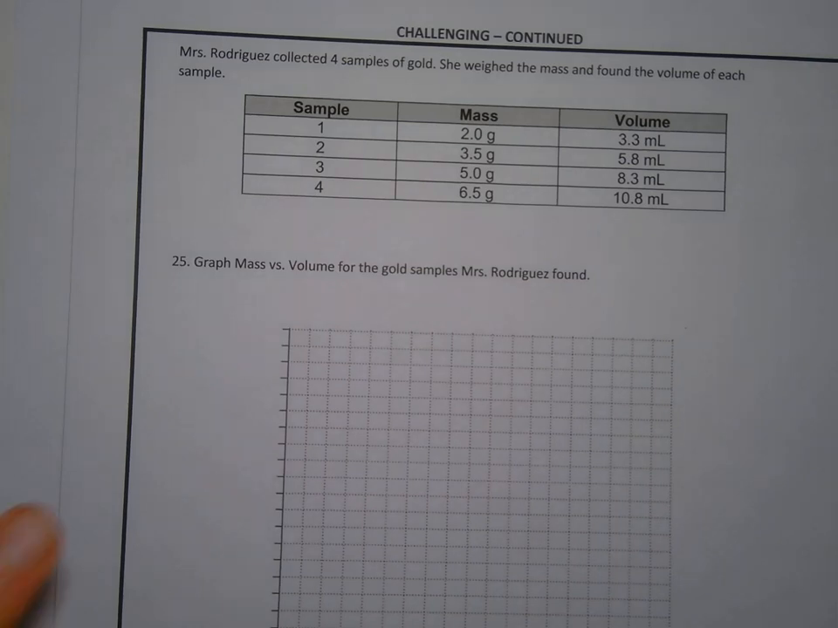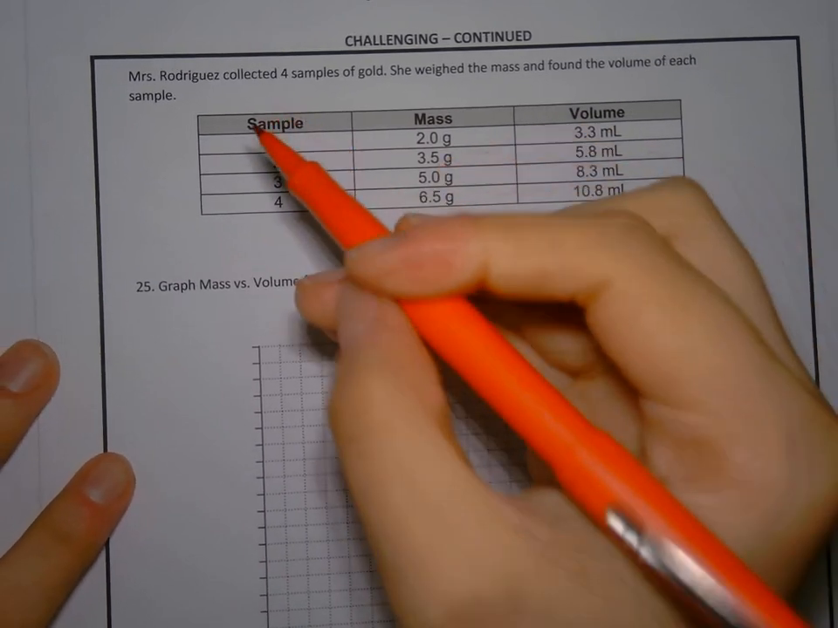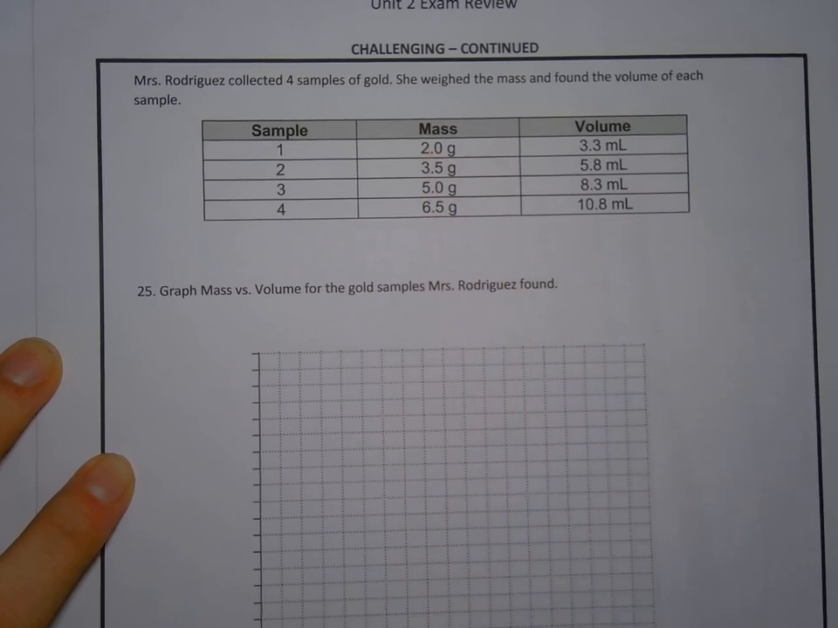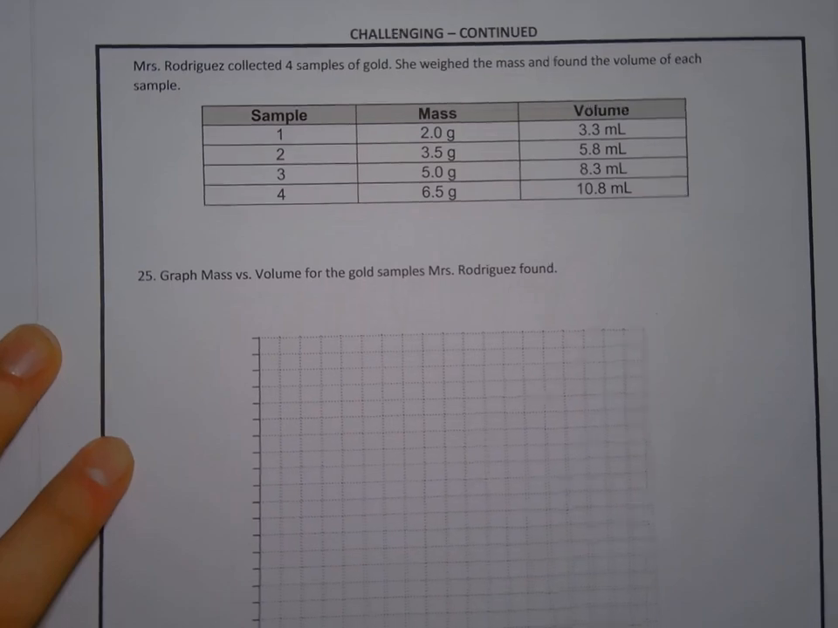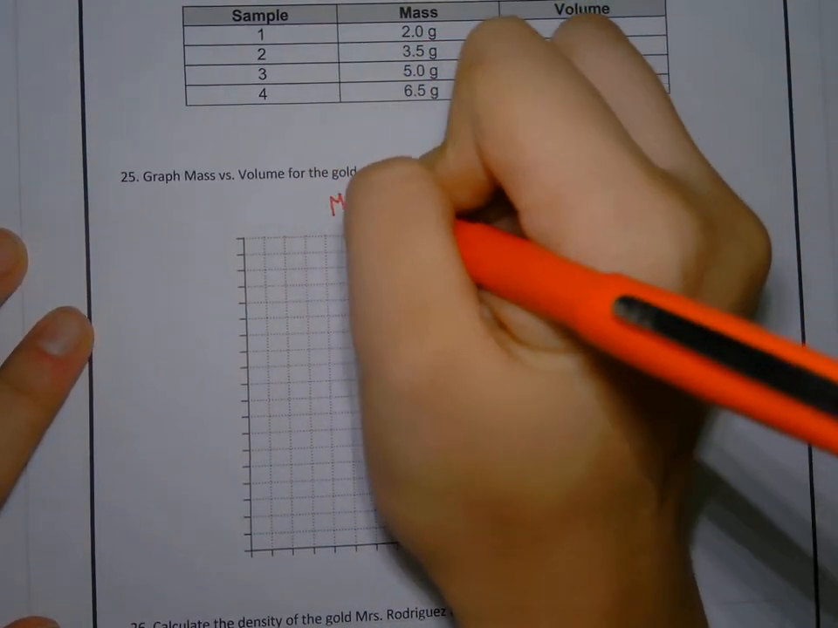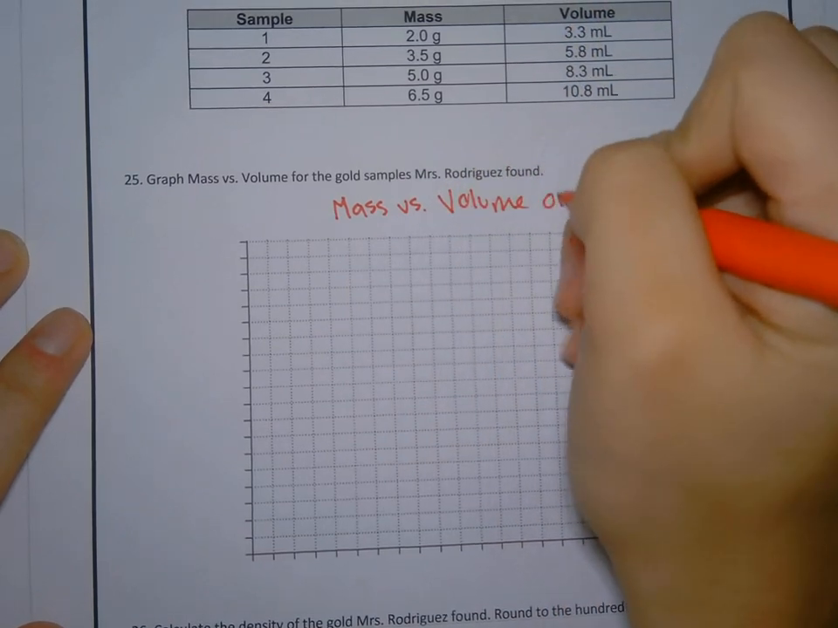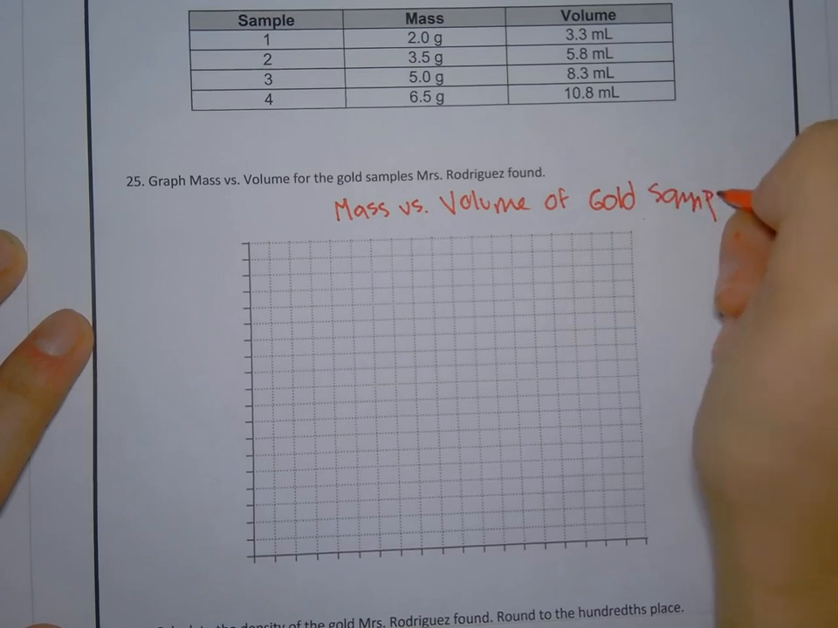Okay, so Ms. Rodriguez collected 4 samples of gold. She weighed the mass and found the volume of each sample. So each of these samples are of gold. I found the mass and I found the volume of each one. I have to graph mass versus volume for the gold samples. Great, so I know that I have to title it. So I'm gonna say mass versus volume of gold samples. Cool, I got a point because I titled my graph.